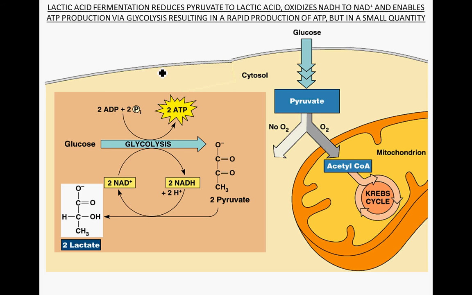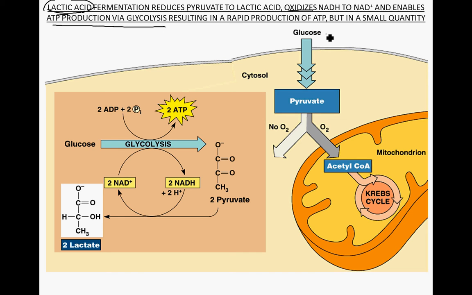First, we'll deal with the lactic acid fermentation. So lactic acid fermentation is going to reduce pyruvate to lactic acid. It's going to oxidize NADH to NAD+ and enables the ATP production via glycolysis. This is important, resulting in a rapid production of ATP, but in a small quantity.